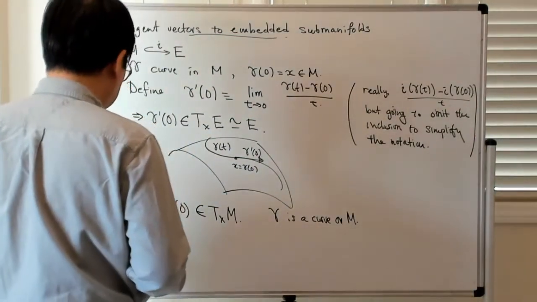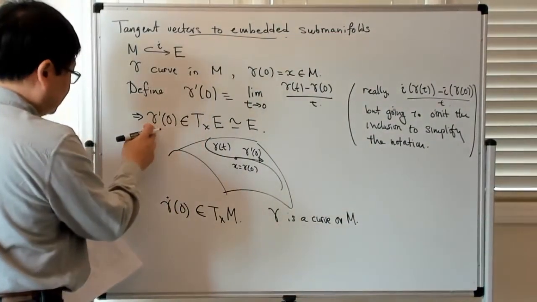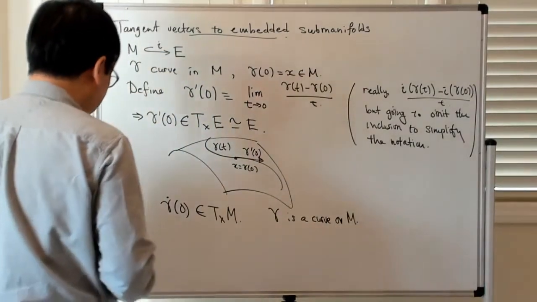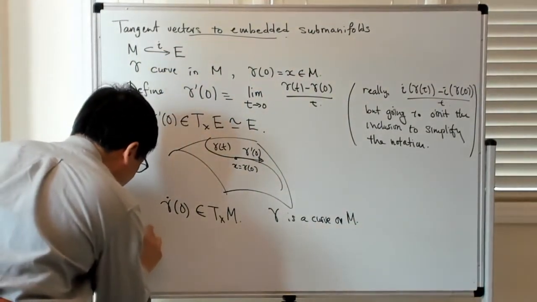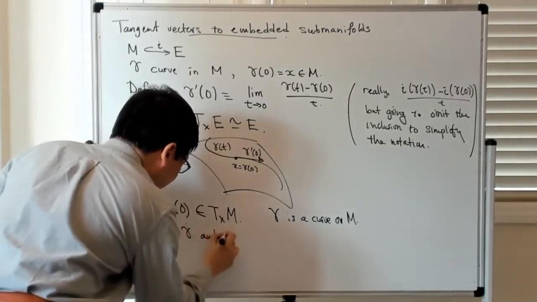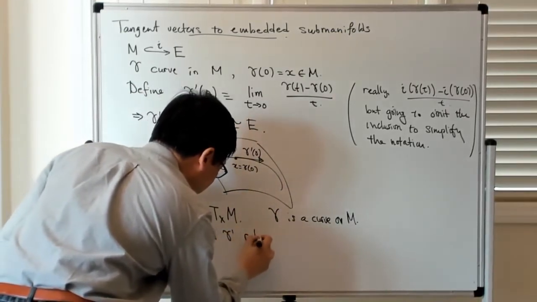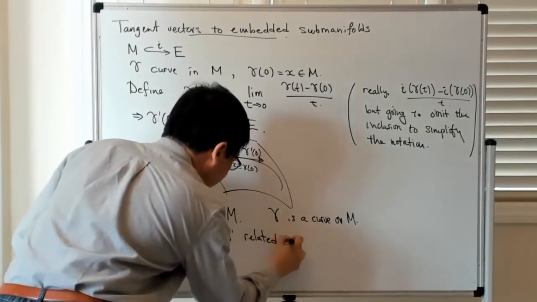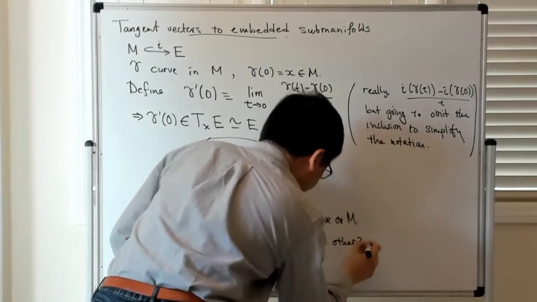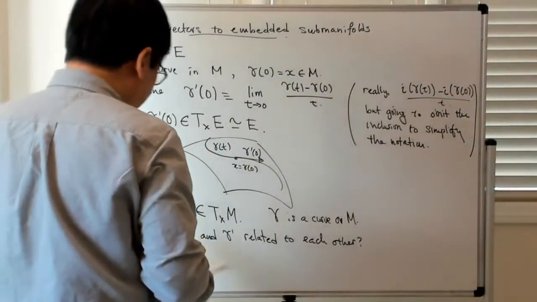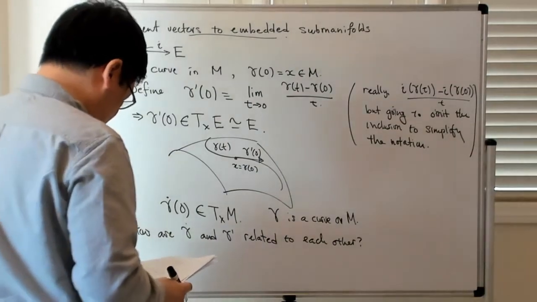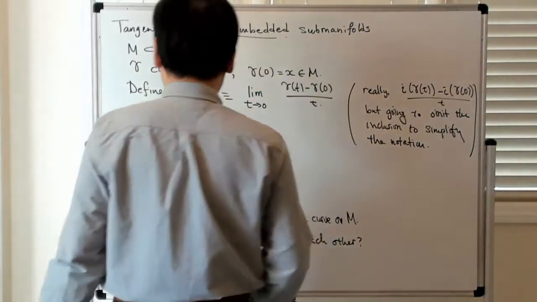So there are formally two different things: there's gamma prime and there's gamma dot. The question is how these things are related to each other. How are gamma dot and gamma prime related to each other? And you expect, of course, that they be closely related. So let's see what happens.